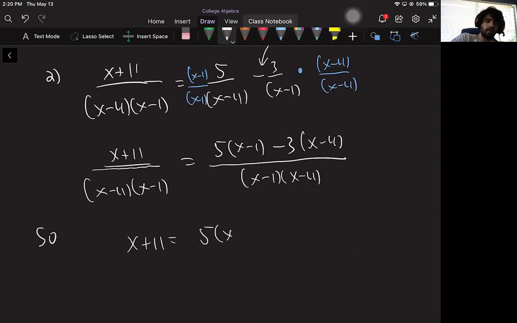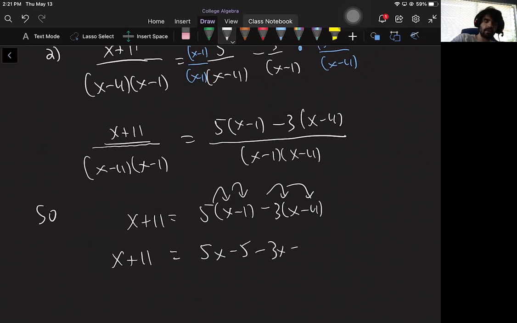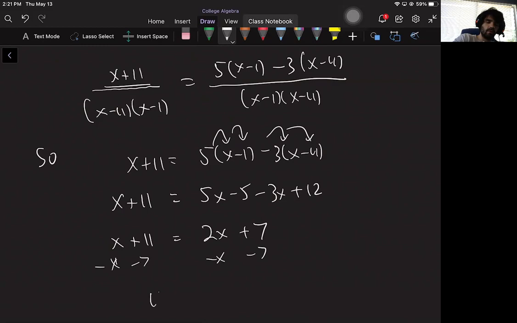Okay, so 5 times x minus 1 minus 3 times x minus 4. And once again, we just need to distribute lots of things. And then we can combine everything together. That needs to be combined. So we got 5x minus 5 minus 3x plus 12. And so what do we get here? 2x plus 7. So let's subtract that and subtract that. So I got 4 equals x.